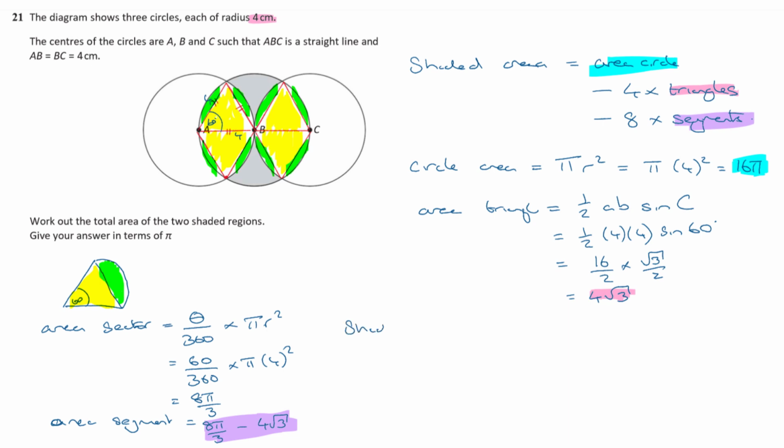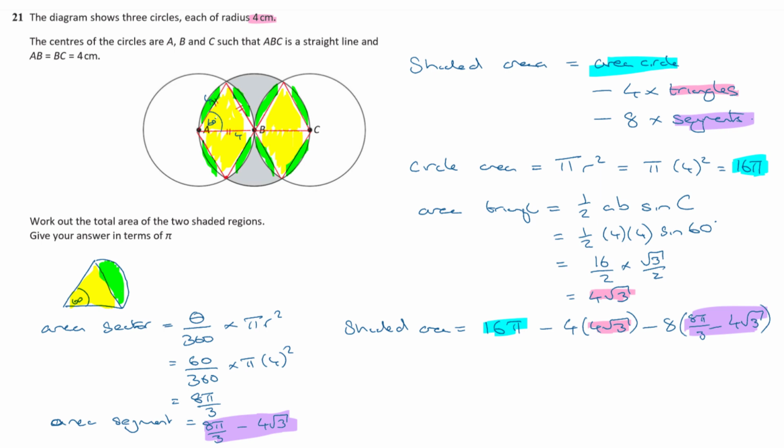So now we can say that the shaded area is going to be the 16 pi from the area of the circle, isn't it? Okay, and then minus 4 lots of the area of the triangle, which is 4 root 3. And then we're going to minus 8 lots of the area of the segment, which is 8 pi over 3 minus 4 root 3 then. Okay, and that came from the purply bit over there, didn't it? Okay, that's where all the bits came from.